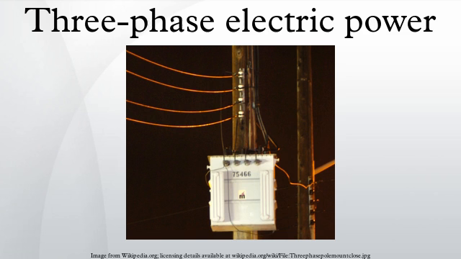The three-phase system was independently invented by Galileo Ferraris, Mikhail Dolivo-Dobrovolsky and Nikola Tesla in the late 1880s.